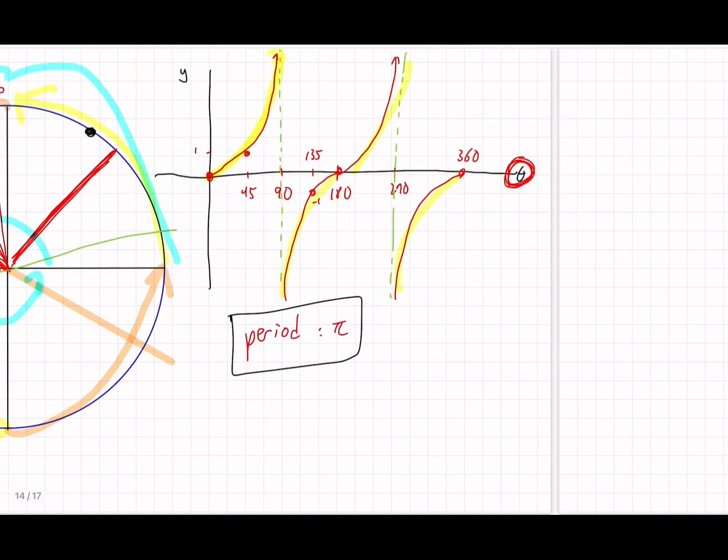And so to sum up, sine value, you immediately connect it to y. Cosine, you immediately connect it to x. And then tangent, you immediately connect it to slope, because this is y over x.